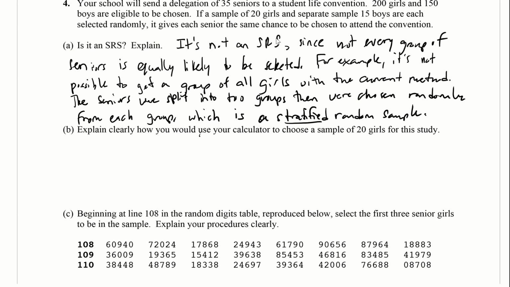girls until 20 different numbers between 1 and 200 have been selected, right? So choose 20 different numbers from 1 to 200, and then select those girls corresponding to those numbers for the study. So something like that. That would be the generic response.